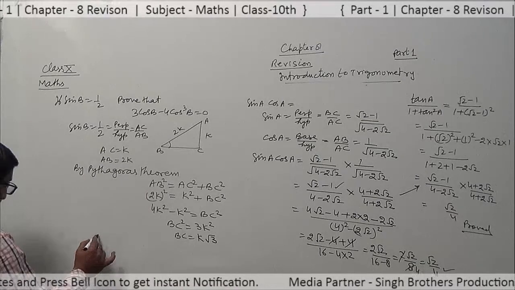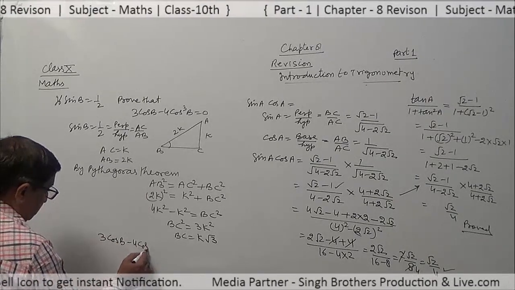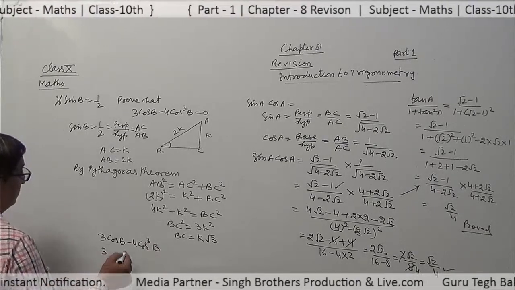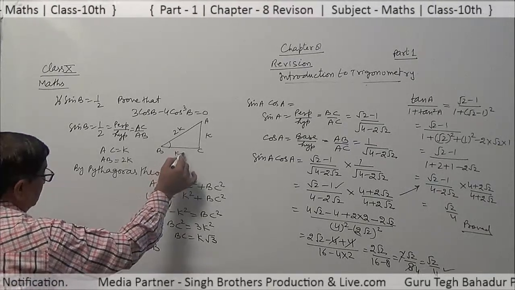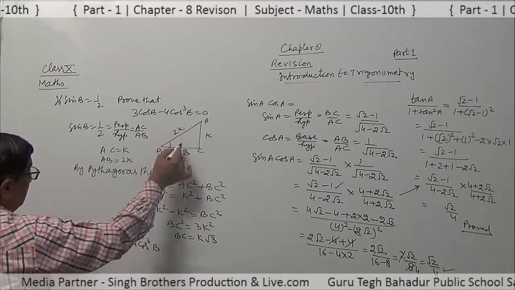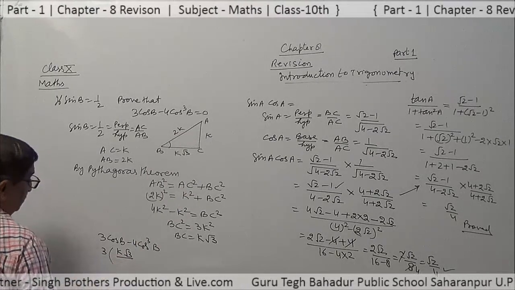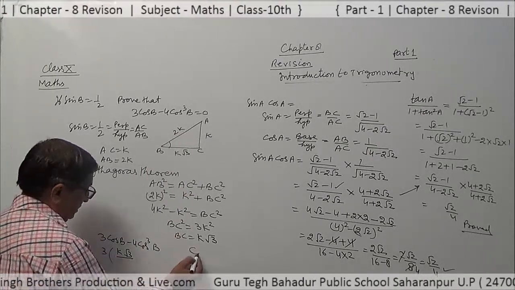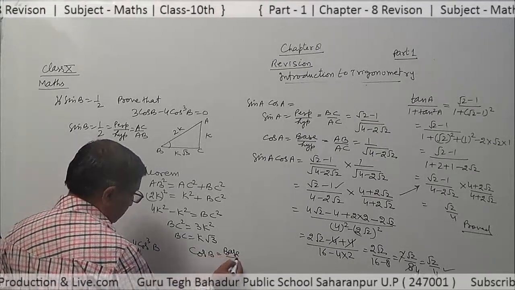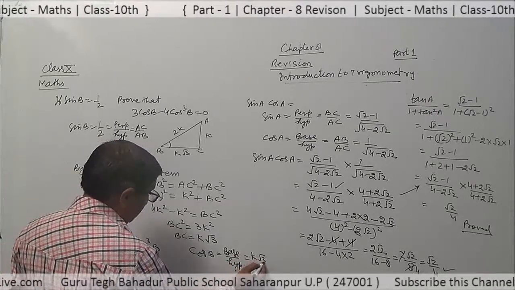Find the value of 3 cos B minus 4 cos cube B. Cos B, base upon hypotenuse. This base is K root 3. First you find out cos B, base upon hypotenuse, K root 3 upon 2K.